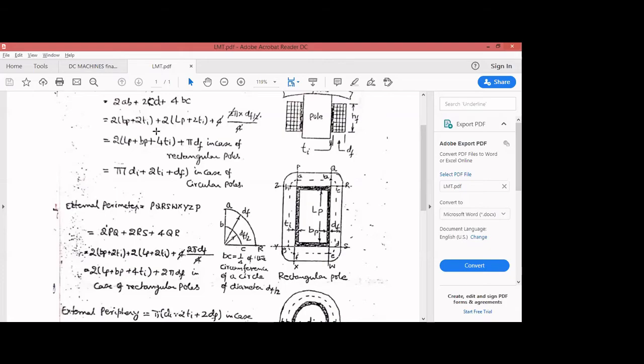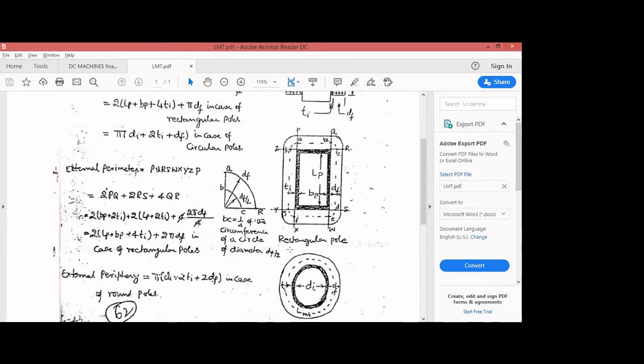This is the formula for the length of mean turn, if they give the data regarding the width, length, thickness and df. This will be the length of mean turn.